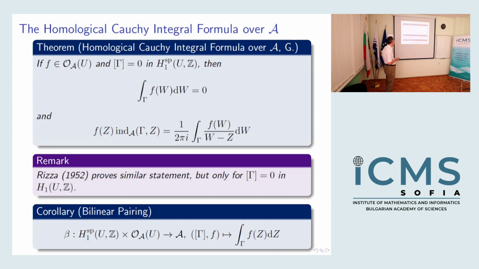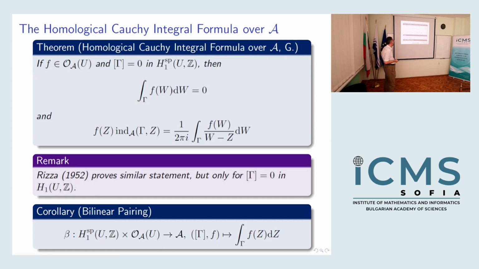So the precise statement is that f is a holomorphic function and gamma is a spectrally non-homologous cycle. Then, of course, this integral vanishes, but moreover, we get this reproducing kernel property not just over some curves, but over general one-cycles. And a similar result was proved by Giovanni Battista Rizzo in 1952, but only for non-homologous cycles. And of course, this is a much stronger requirement, because if it's non-homologous, generally non-homologous is going to be spectrally non-homologous, pushing forward 0 to 0, right?